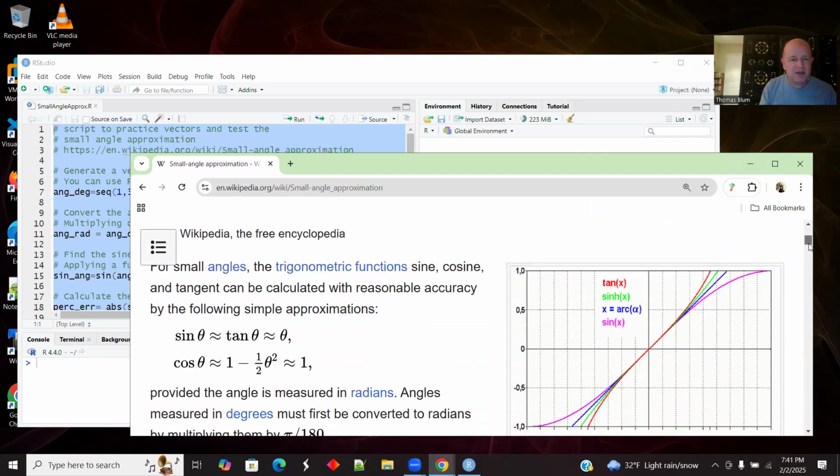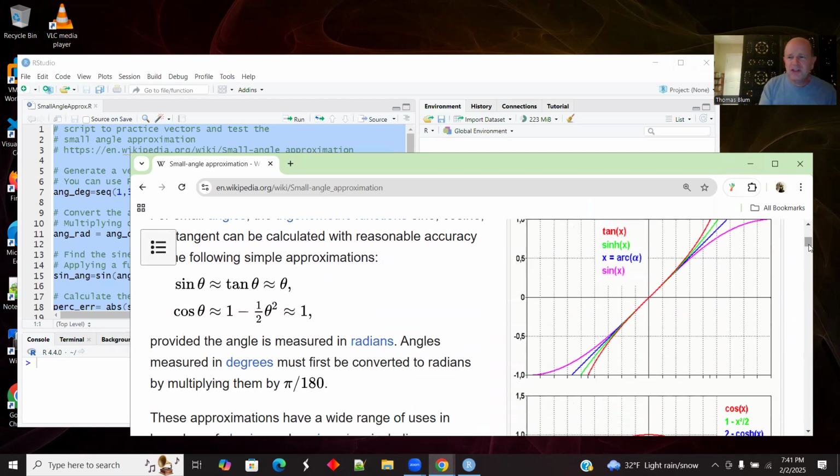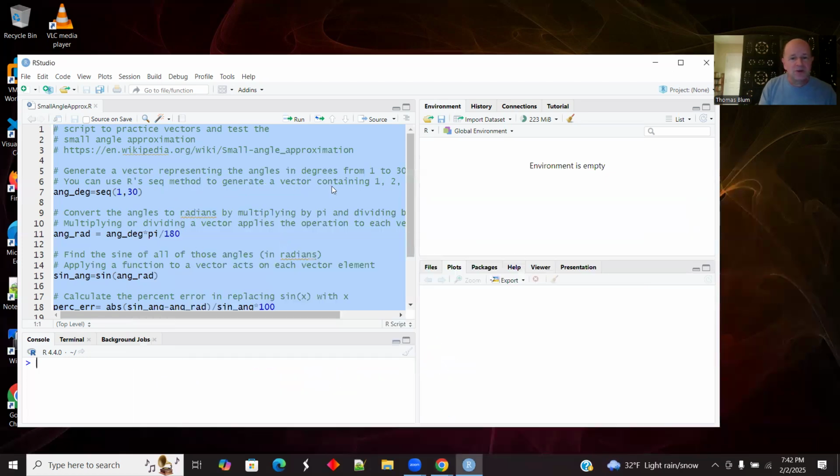Here's the Wikipedia page. The function sine of theta or tangent of theta can be replaced with just theta, provided that you're working with angles in radians for small angles. And so we're going to play with vectors in R to see how small is small in terms of this approximation. So here we go.